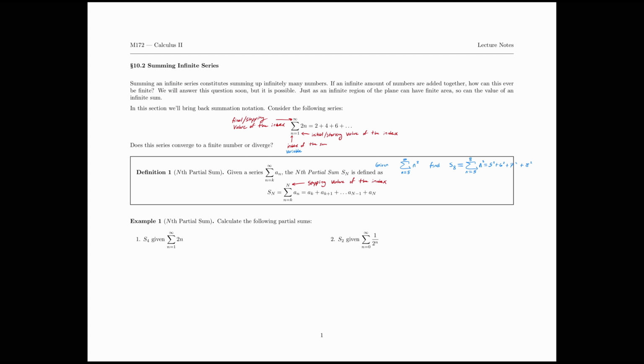Okay, so example 1, the nth partial sum. Calculate these partial sums. So find S4 given this series. So again, by definition, S4 is the sum from our starting value of 1 in this case to 4 of 2n. So this is 2 times 1 plus 2 times 2 plus 2 times 3 plus 2 times 4. So 2 plus 4 plus 6 plus 8. So we have 10 and 10, so 20.